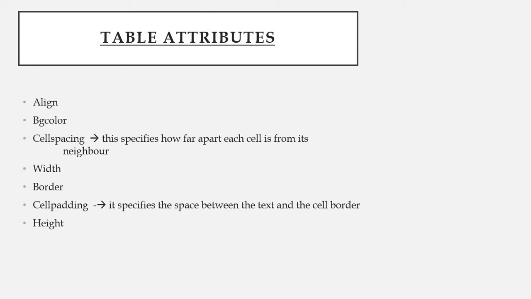Cell padding specifies the space between the text and the cell border. Just assume that this is the table. How much space is to be left between the cell border and the character text, that is the cell padding. Cell spacing means, if you have another cell here, what is the amount of space to be left between the next cell. That is cell spacing and cell padding.